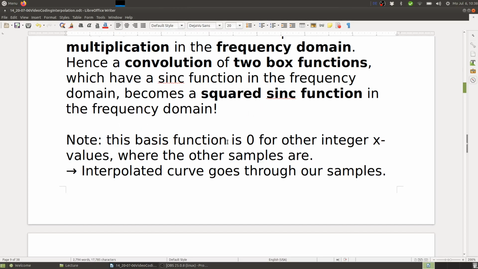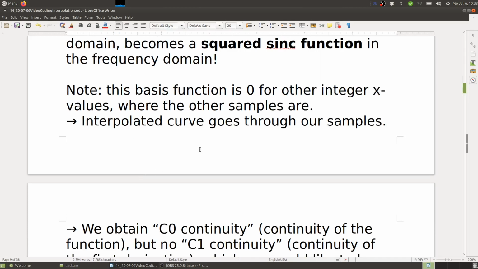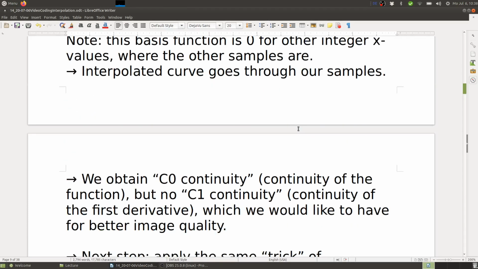So note this basis function is 0 for other integer x values where the other samples are, because that's where it starts and ends. And that means the interpolated curve goes through our samples. So that's nice. We also obtain the so-called C0 continuity, which is the continuity of the function itself. So there are no jumps anymore. But we have no C1 continuity, which is the continuity of the first derivative, so we still get kinks, basically the sudden change in slope at each sample point.